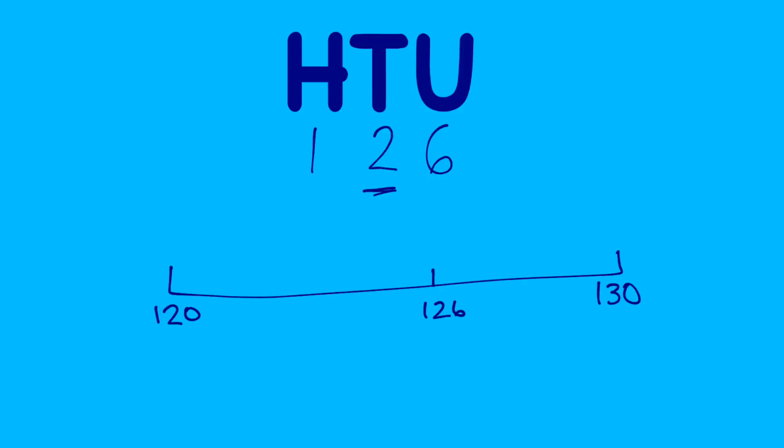So in the same way we did before, let's have a look at the next digit along, which is the units digit. That's going to give us the clue. So we can see that the units digit is a 6, and we know that if it's a 6, we round up. So I can see that 126 to the nearest 10 is 130.